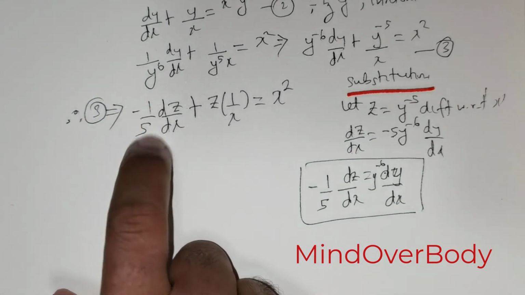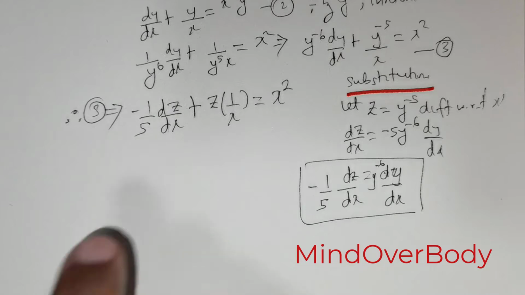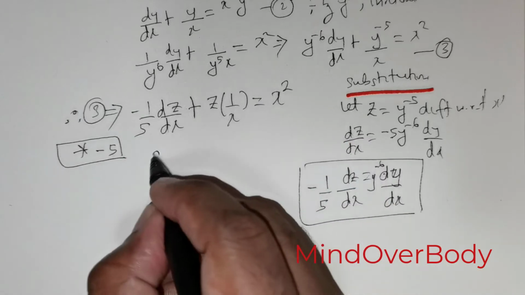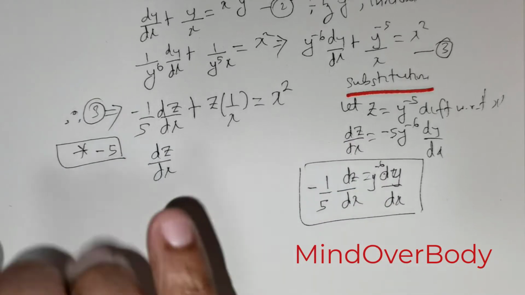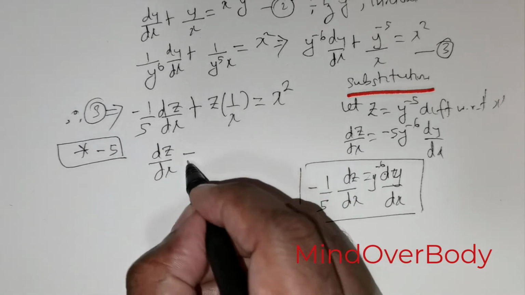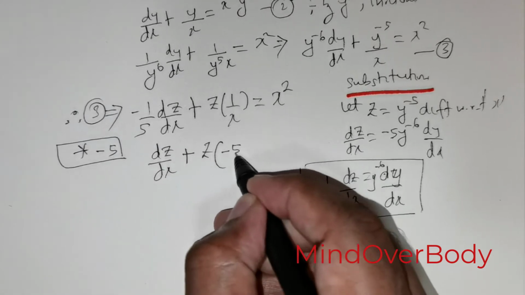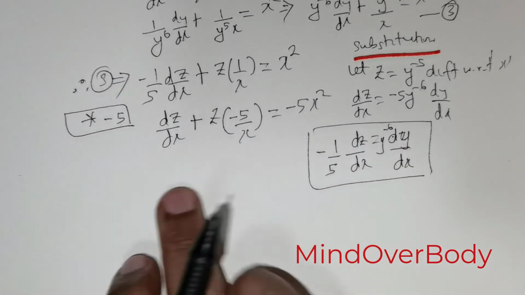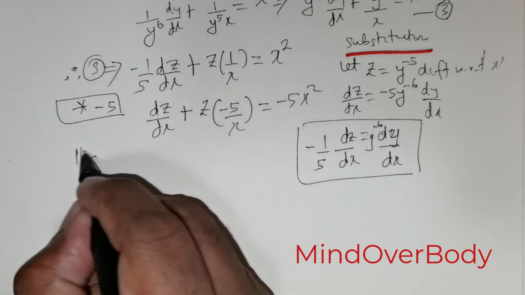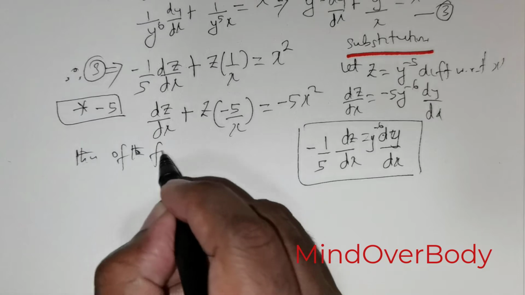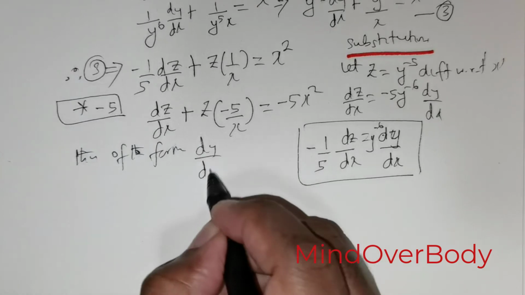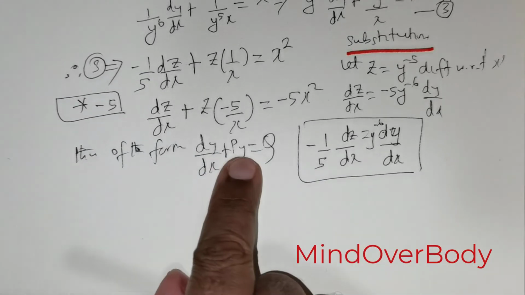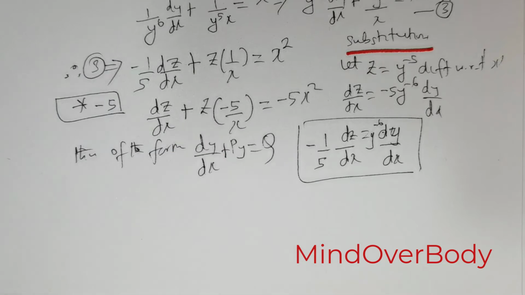Now I can get rid of this -1/5, so I'm going to be multiplying by -5 throughout. So when I do that, this goes away, so I get dz/dx + z·(-5/x) = -5x^2. Now this is of the form dy/dx + p·y = q, where p and q are functions of x. But the only thing is that in place of y, I've got a z.